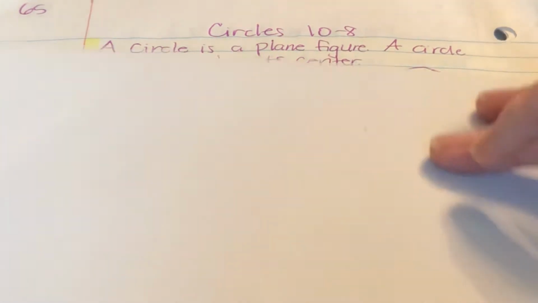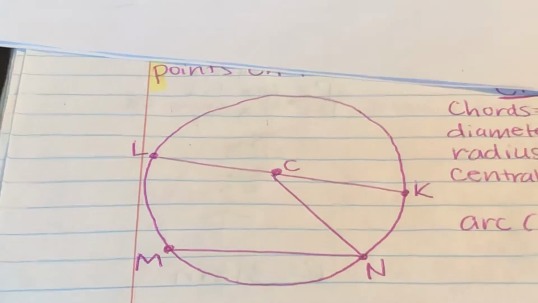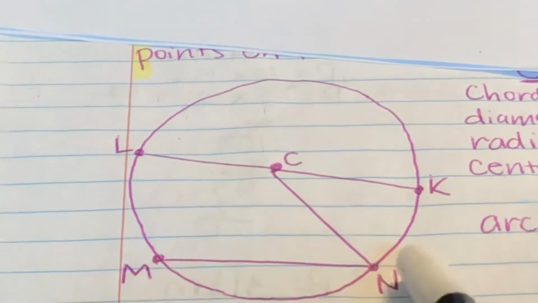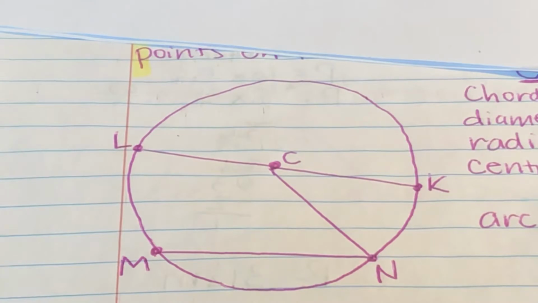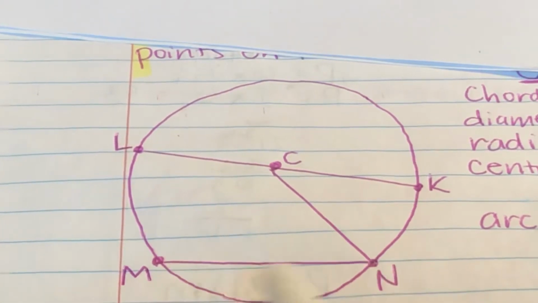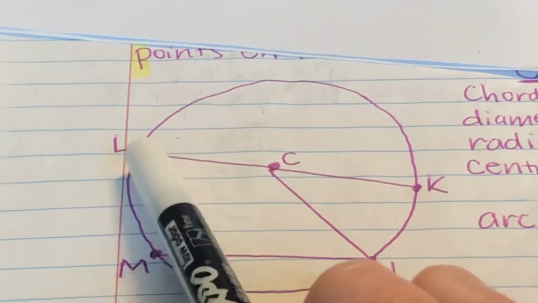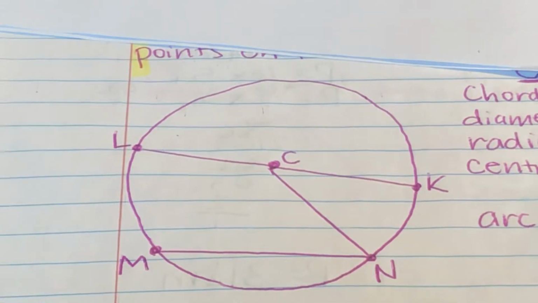So let's go back and take a look at the same circle that we were just looking at. On the chord, we talked about a line segment with points on the circle. So we talked about MN being a chord and LK being a chord. But remember, a diameter is a chord that has to pass through the center. So I already know that MN can't be a diameter because it doesn't pass through the center. But when I look at LK, the points are on the circle and it passes through the center. So LK is the only diameter on this circle.